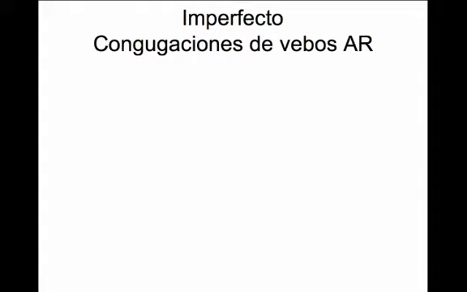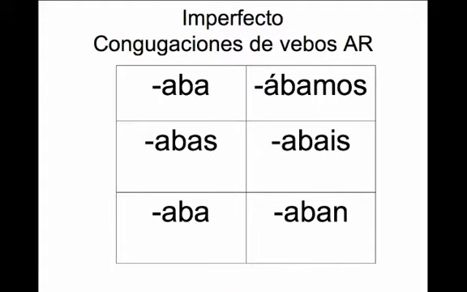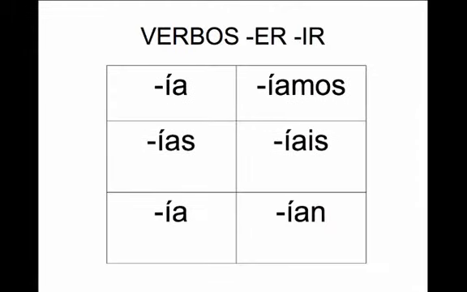So here are the conjugations of AR verbs. You may have already noticed some patterns. AR verbs end in aba. Yo ends in aba. And then the rest of the forms: abas, aba, ábamos, abais, and aban. Notice the accent on the nosotros form, very important. It affects the way you pronounce it. Ábamos, like jugábamos.